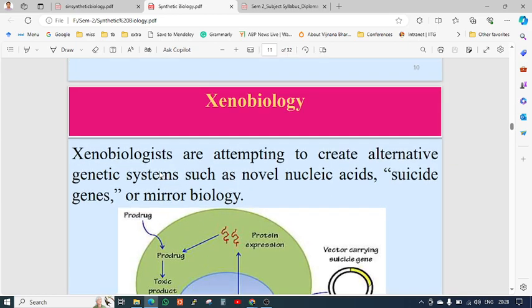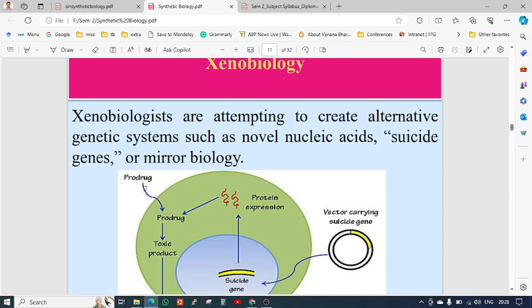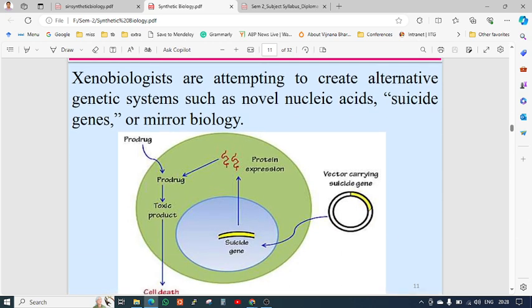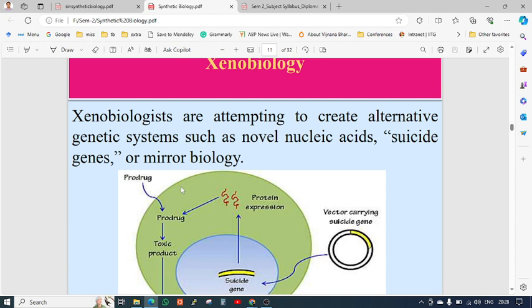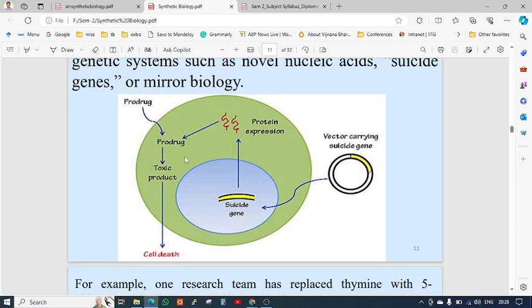Then the next term is called xenobiology. Xenobiologists are attempting to create alternative genetic systems such as novel nucleic acids, suicide genes, or mirror biology. These are also applications of synthetic biology. That means they synthesize new types of nucleic acids or genetic materials which can be utilized for alternative genetic systems, and that may be called a suicide gene. That means it also has different types of sequences that can cause the death of a particular organism; that is called a suicide gene.